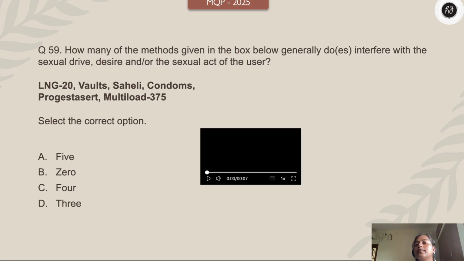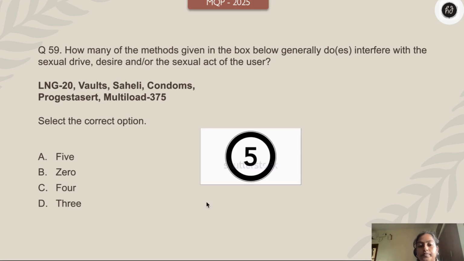How many of the methods given in the box below generally do interfere with the sexual drive or desire or the sexual act of the user? LNG20, Multiload 375, Progestasert, Hailey condoms, select the correct option. Is it 5, 0, 4, or 3? How many of the given do you think interfere with the sexual drive, desire or the sexual act? Your time starts. 3, 2, 1 right now.